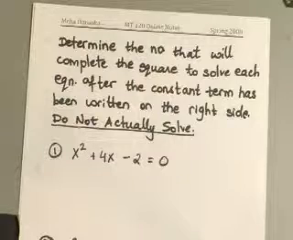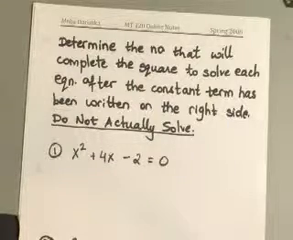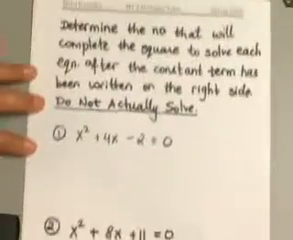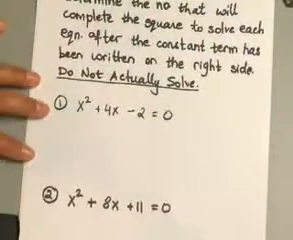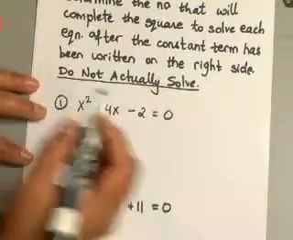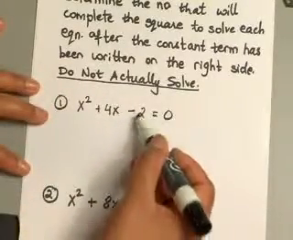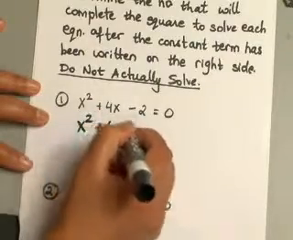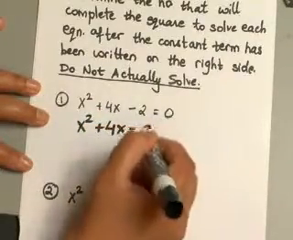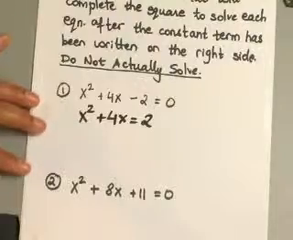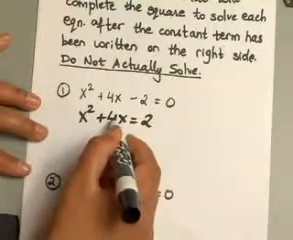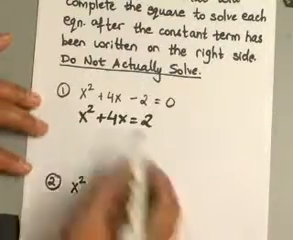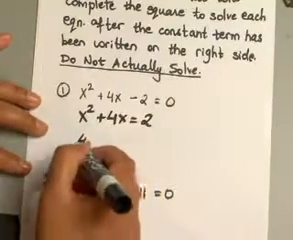Right now, in the next couple examples, we're not trying to solve the equation. We are only trying to find the number that will help us complete the square, like we were pretending to solve it. So again, the first thing we will do is take our 2 over to the other side, and we add 2 on both sides, so it ends up becoming positive 2.